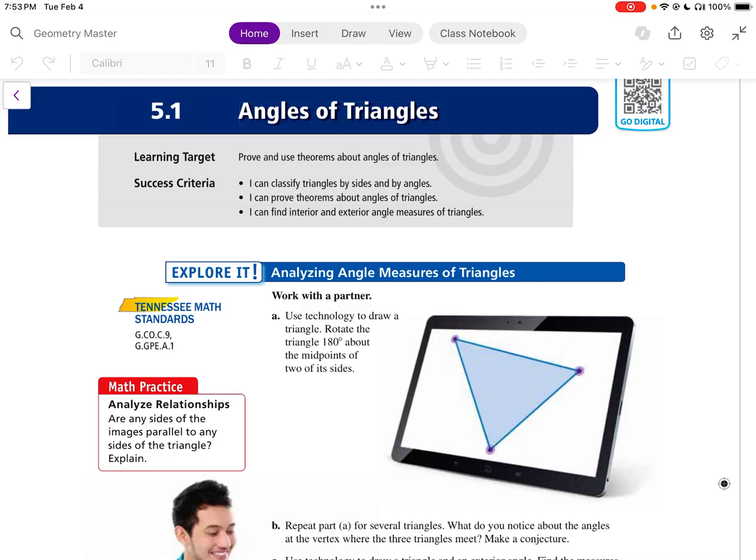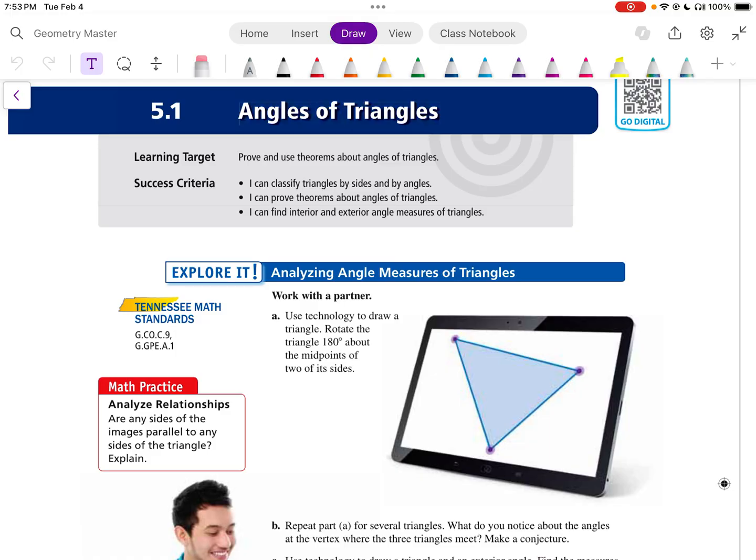Okay, so for lesson 5.1, we are moving into dealing with triangles. You're going to see a lot of what we did with parallel lines cut by a transversal, or two lines cut by a transversal, when we deal with triangles. Another thing we need to remember about triangles is that the sum of their angles is 180 degrees. We will prove and use theorems about angles of triangles.